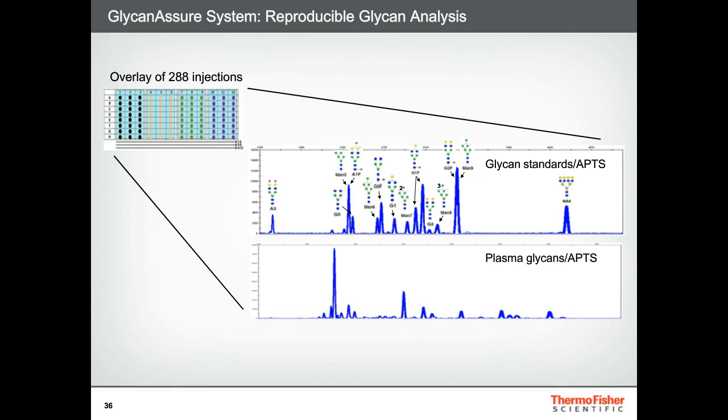Presence of an internal standard in every sample enables perfect alignment across 288 injections. So what you see here is the overlay of chromatograms from 288 injections. The same experiment was repeated here with APTS labeled plasma glycans, and they were overlaid, and you can see the perfect alignment of the samples.